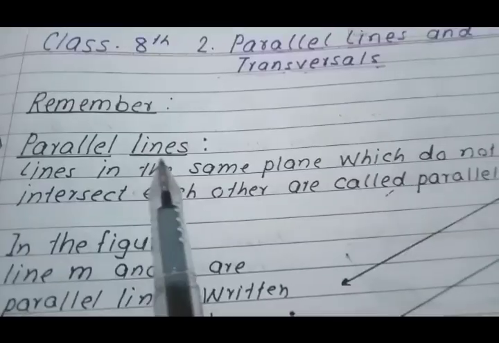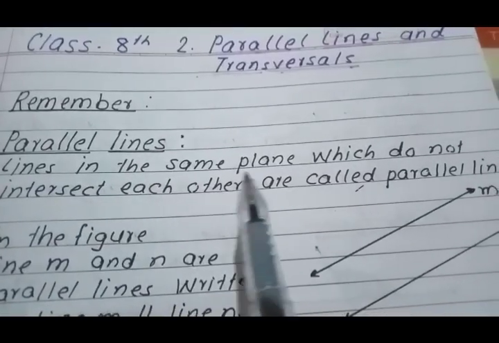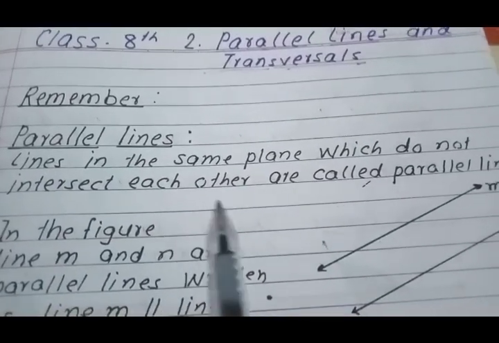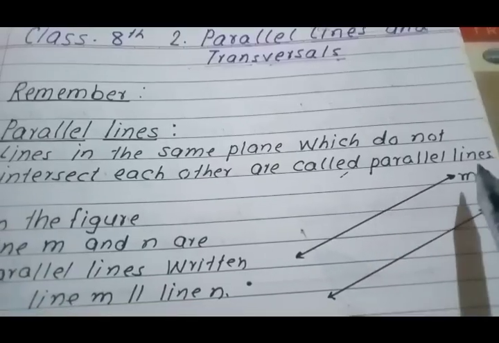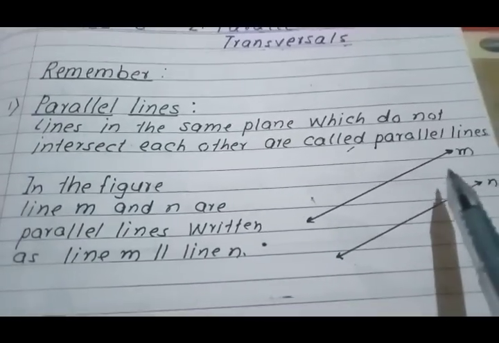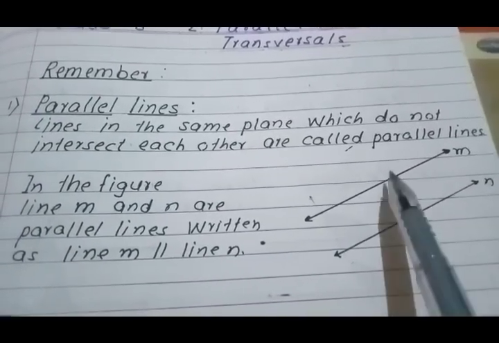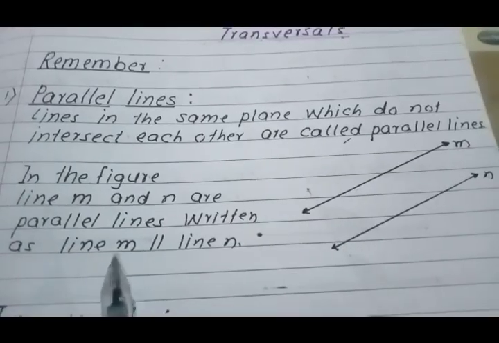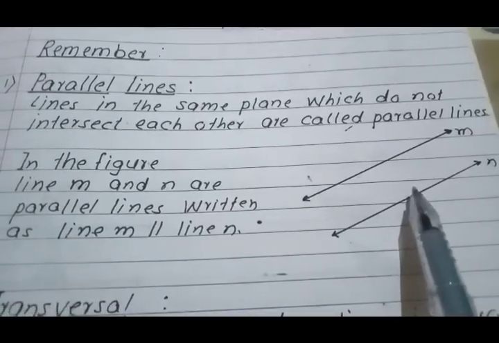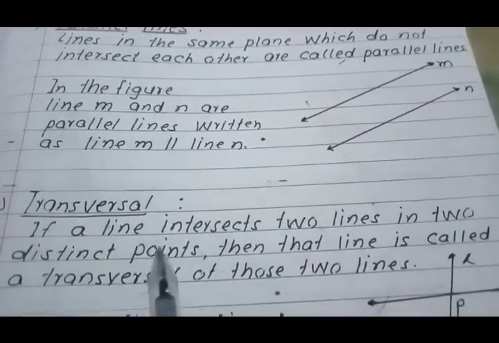Number 1. Parallel lines. Lines in the same plane which do not intersect each other are called parallel lines. In this figure, line m and line n are parallel lines, written as line m parallel to line n.